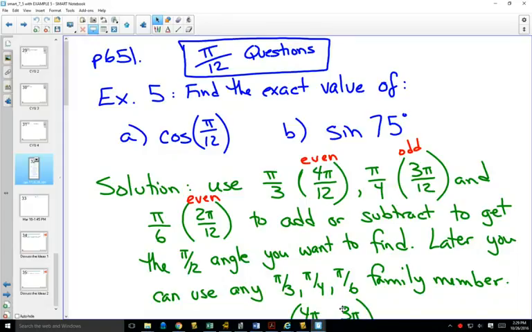So for example, for pi over 12, how could you use these ones, adding and or subtracting, to get pi over 12? 4 pi over 12 minus 3 pi over 12. Perfect. Can you see another way that you could get it? 3 pi over 12 minus 2 pi over 12. So there's sometimes going to be multiple ways that you can make it work to find the value that you're looking for.